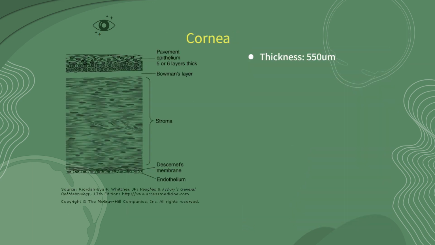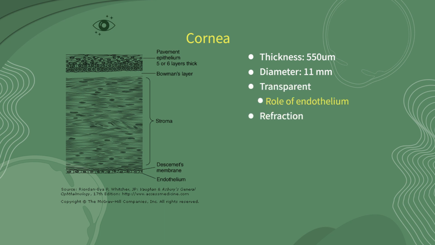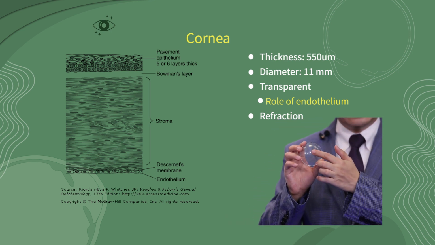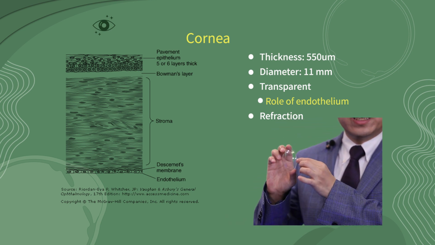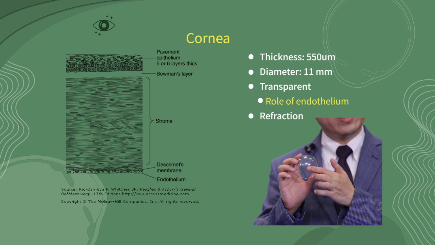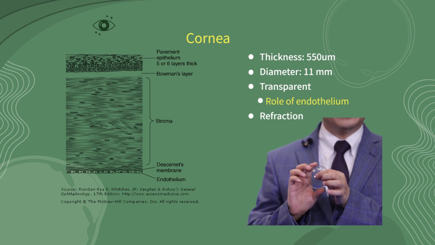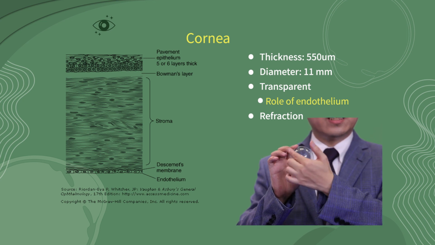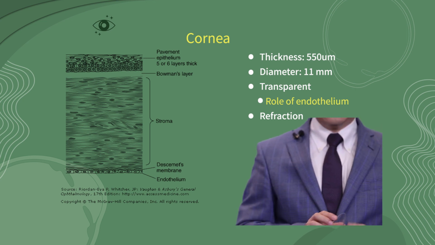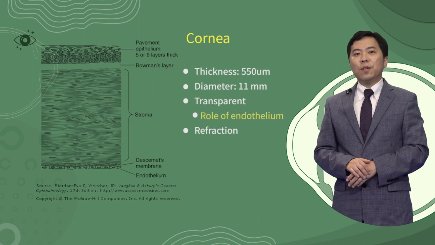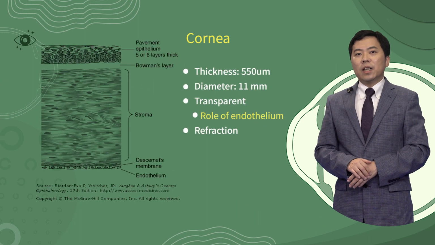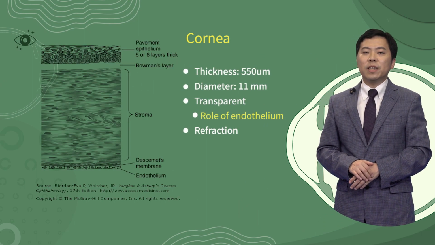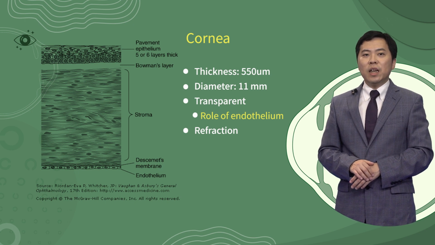Firstly, the cornea, located at the outermost layer of the eyeball. The cornea is thinner at the center and thicker at the periphery. The central corneal thickness is about 0.5 millimeter, and the diameter of the cornea is about 11 millimeter. Fine tissue layers make up the cornea. They are epithelium, Bowman's layer, stroma, Descemet's membrane, and endothelium.